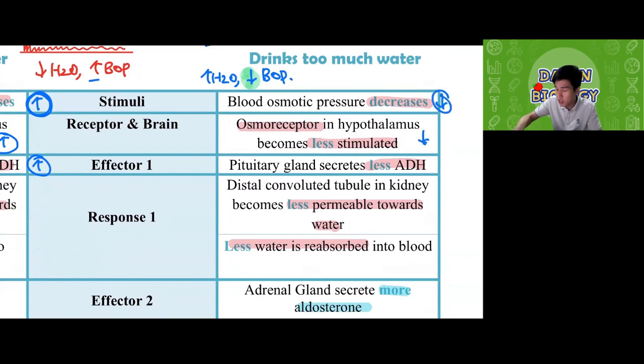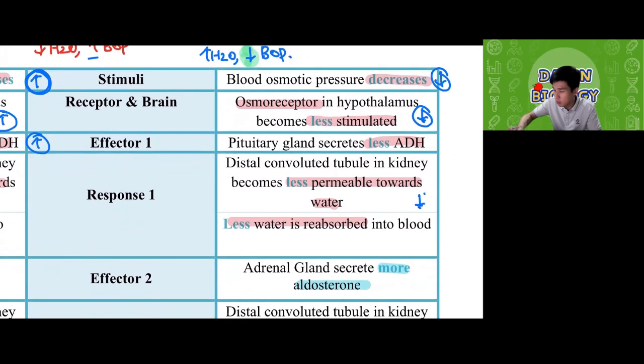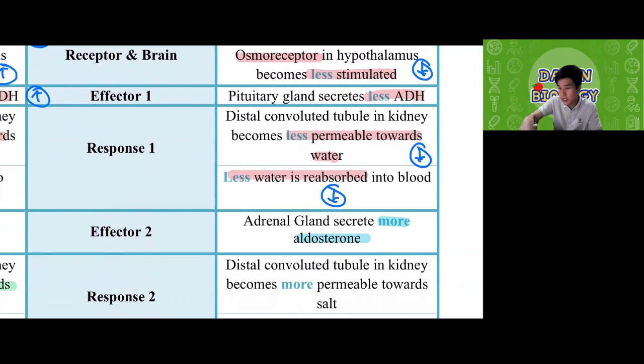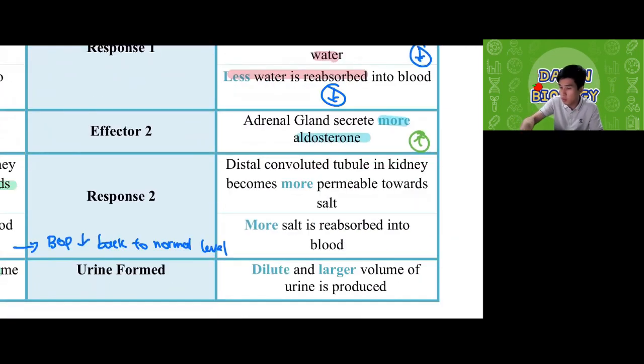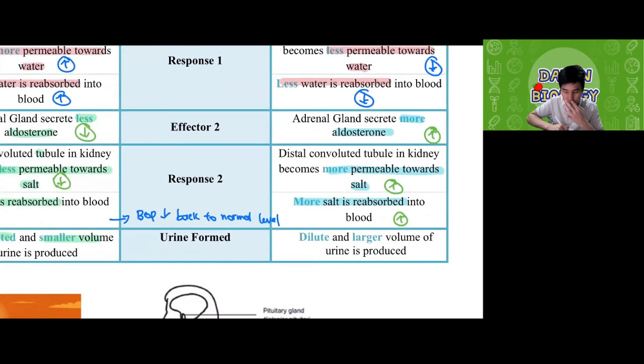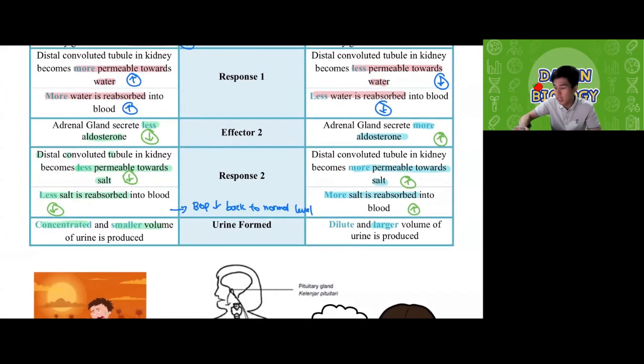Low osmotic pressure, less ADH, less permeable, less water reabsorbed. So now it's the other way around. You want more aldosterone because you want to absorb more salt so that the concentration of your blood will increase. Just now blood osmotic pressure decreased and now you increase back to the normal level. So this is how I adjust the blood osmotic pressure. Now you'll pee more and it's more diluted, lighter color.